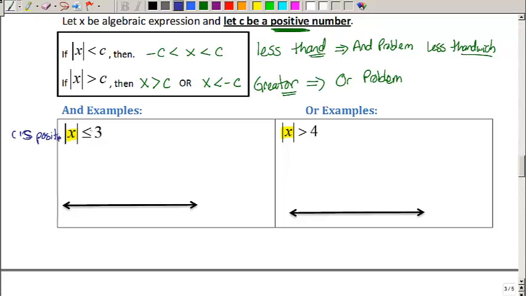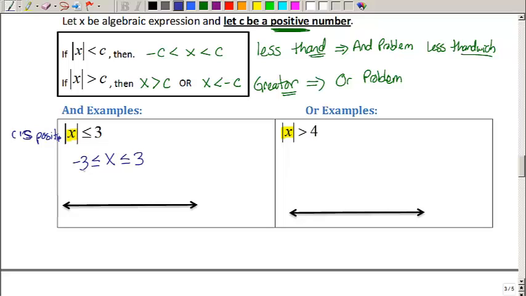This says the absolute value of x is less than 3. 3 is positive, and I'm going to make a less thanwich. The x is going to stay in the middle, the positive 3 is on the right, and the -3 is on the left. And this is actually already solved in inequality form.